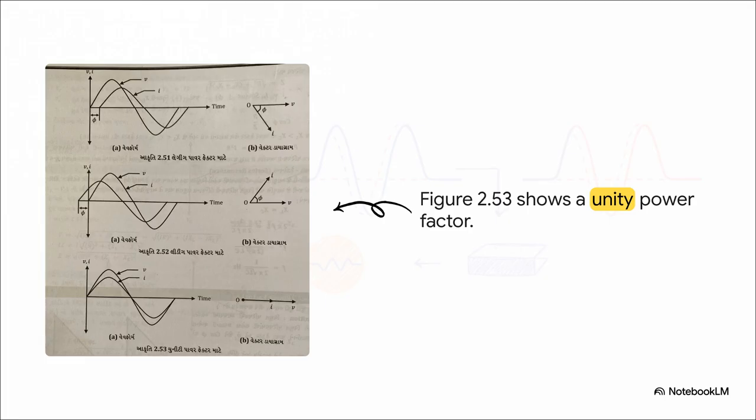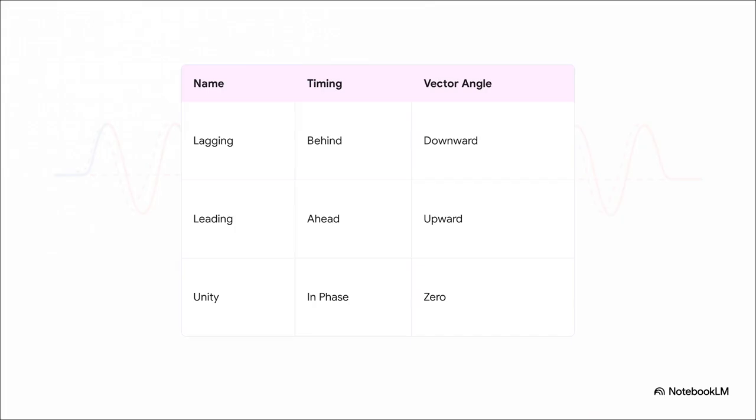It is perfect harmony. All right, so let's bring all three of these concepts together into a clean, structured table. This is how we really cement the learning. If the name is lagging, the current timing is behind, and the vector angle points downward. If it's leading, the timing is ahead, and the vector points upward. And if it's unity, the timing is perfectly in phase, and the vector angle is exactly 0. It's a beautifully consistent, logical framework, right?